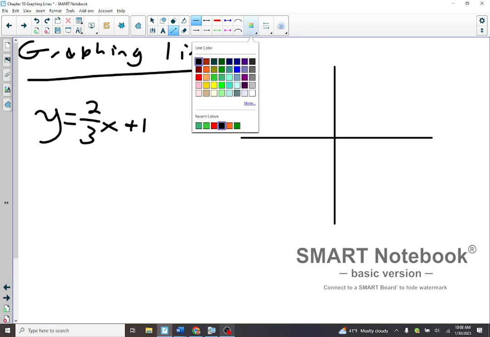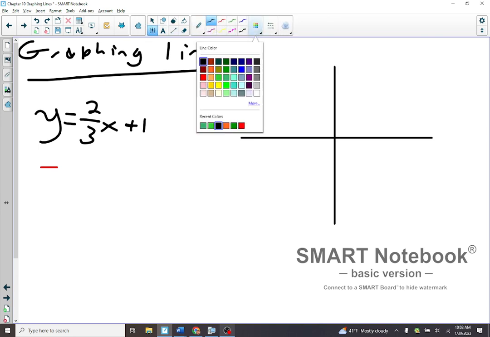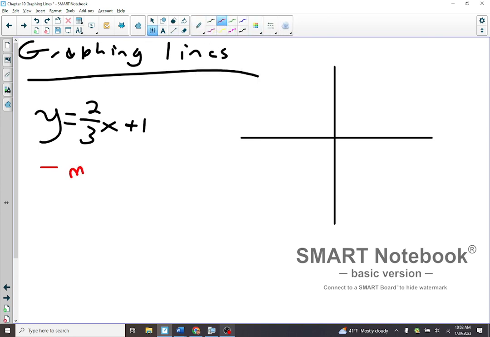So over here we need to point out 2 things. The first part: m equals 2/3, and b equals 1. M is your slope, it's just the number in front of the x.